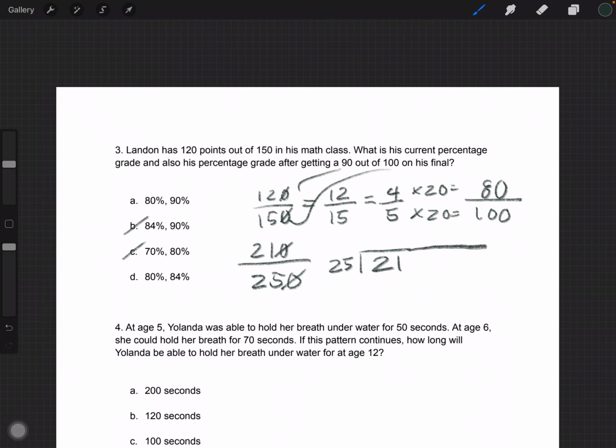21 divided by 25. Get some zeros in here. Okay, so how many times does 25 go into 210? 25 goes into 100 4 times, 200 8 times. You multiply that out, 200, and you get 10. Move this zero down. 25 goes into 100 4 times. And so 0.84 is also known as 84%. And that is our answer.